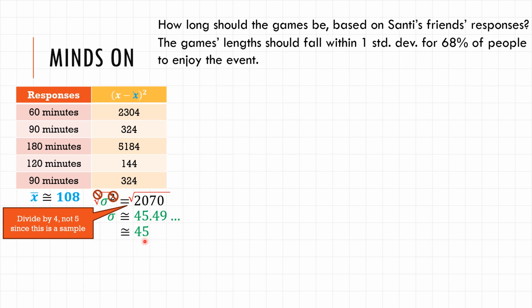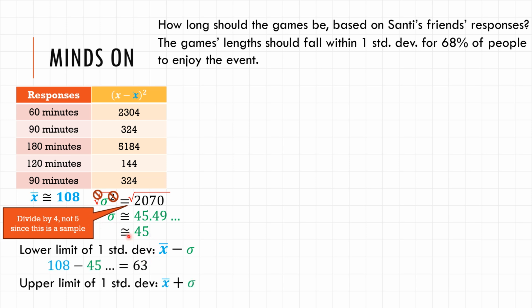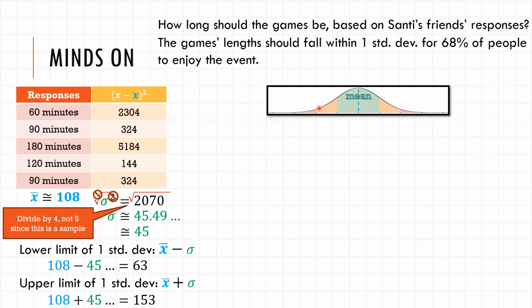And what does this number mean? Well, the lower limit of a standard deviation is found by taking the mean and subtracting the size of one deviation. So 108 minus 45 is 63. And the upper limit is found by taking the mean and adding the size of one standard deviation. So 108 plus 45 is 153. And that means that if 50 people come to this event, and we assume that that data is normally distributed, the mean is 108 minutes, according to this sample. One standard deviation less than that is 63, and one more than that is 153.